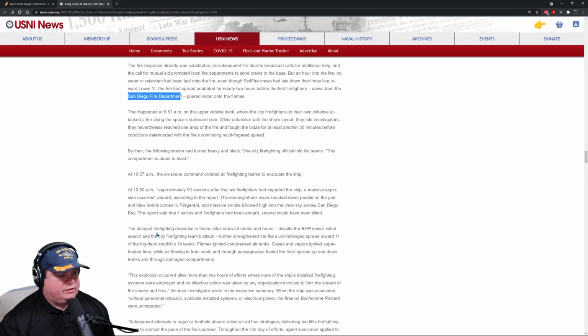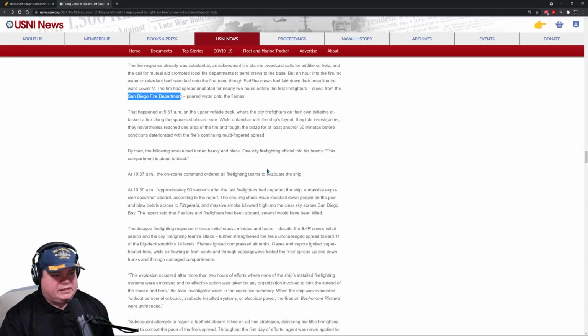So, again, thumbs up to San Diego Fire Department. They did the first two things right. They got there fast. They put, you know, wet stuff on the red stuff. That's what you've got to do. That happened at 9:51 a.m. The upper vehicle deck, where the city firefighters, on their own initiative, attacked the fire along the space's starboard side, were unfamiliar with the ship's layout, so they could very easily get lost. They're really risking everything, these firefighters.